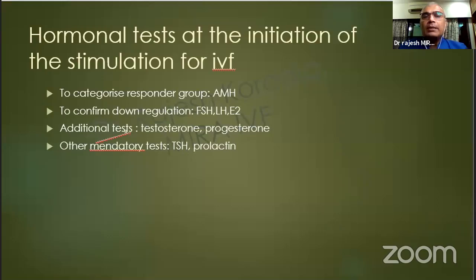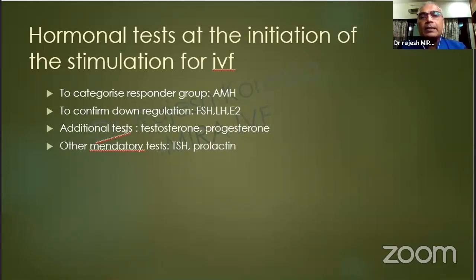What hormonal tests are needed at the initiation of stimulation for IVF? It is done to categorize the responder group. That is, the AMH level decides the responder group. The hormones done to confirm down regulation are FSH, LH, and E2. I have mentioned FSH because in an antagonist cycle, when the basal FSH level is more than 9, the cycle outcome is not good. LH and E2 are for estimation of the down regulation.